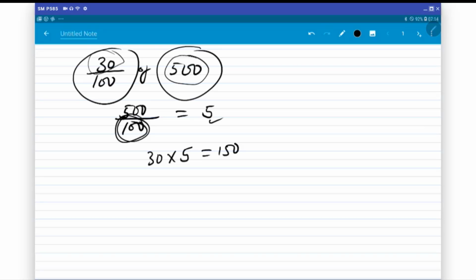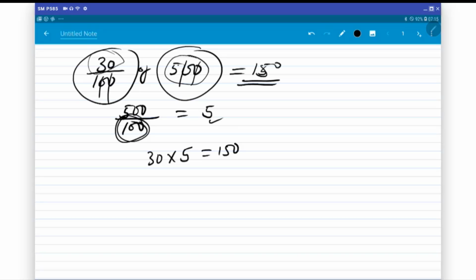That's why you can just say 0 eliminate 0. So 30 times 5, then you have 150. So that is 30% of 500. So that's what percent means: dividing something into 100 places and taking a part of it.